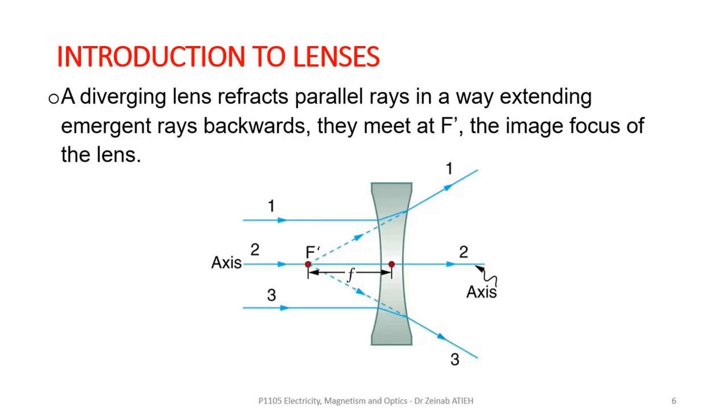Definition of the image focus: if the light strikes the lens parallel to the principal axis and it diverges, the rays will not meet. So if I extend them, they will meet. They don't actually meet; their extensions are what meet. As you can see, my rays 1, 2, and 3 refract twice, and again they do not meet. But if I extend them, they will meet at a point F prime.